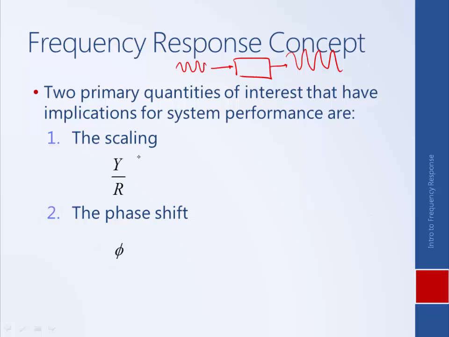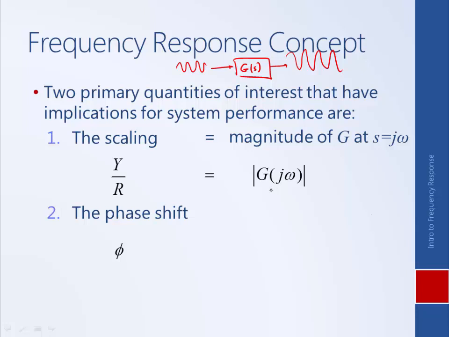So one way that we can arrive at these quantities is just by brute force. We can solve the system's equations for different sinusoidal inputs, or we could do an experiment on a physical system where we feed it different sinusoidal inputs and observe the output. It turns out we can also calculate this scaling and this phase shift from the transfer function. So in particular, if our transfer function is G(s), we can calculate the scaling by calculating the magnitude of our transfer function at s equals j omega.